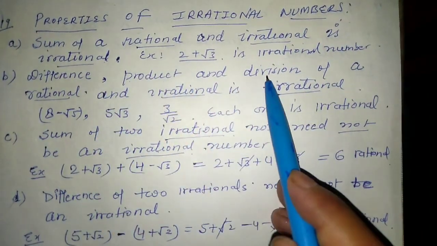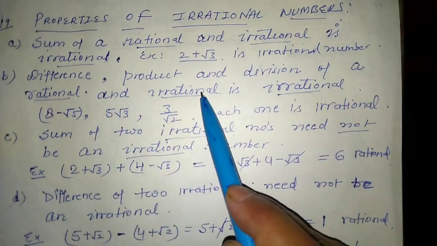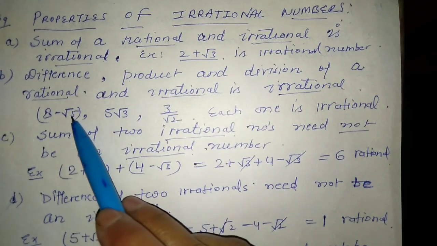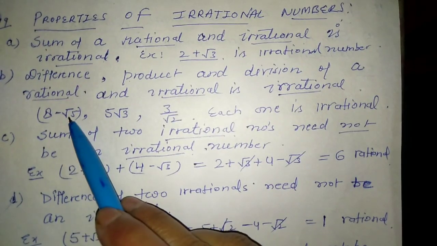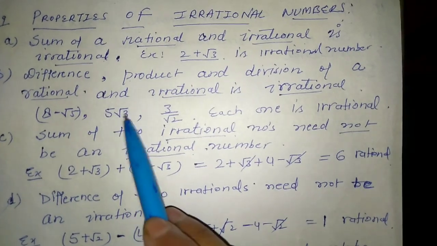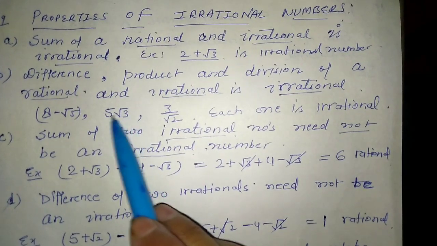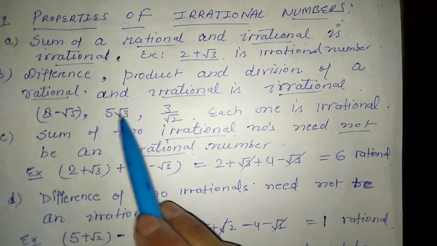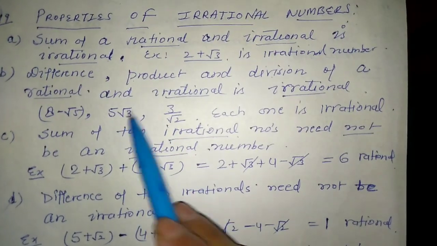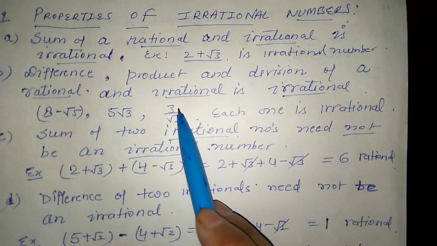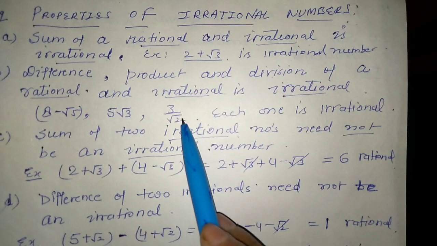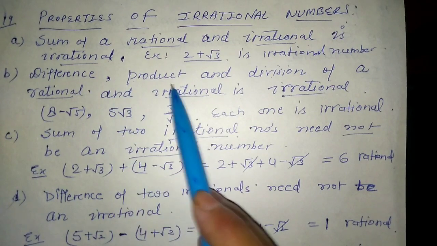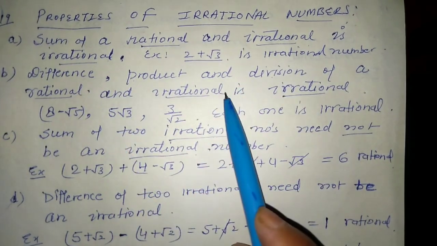The difference, product and division of a rational and an irrational number is again irrational. You can see the example: 8 is a rational number, root 5 is irrational, their difference is again irrational. 5 is rational, root 3 is irrational, their product, here we are multiplying both, is irrational. This can be written together, no calculation. 3 upon root 2: 3 is rational, root 2 is irrational, their division is again an irrational number. So we can say that either the sum, difference, product or division of one rational and one irrational number is again an irrational number.